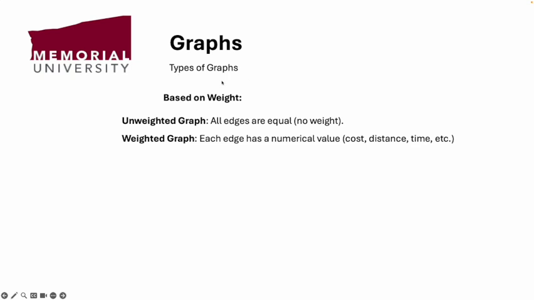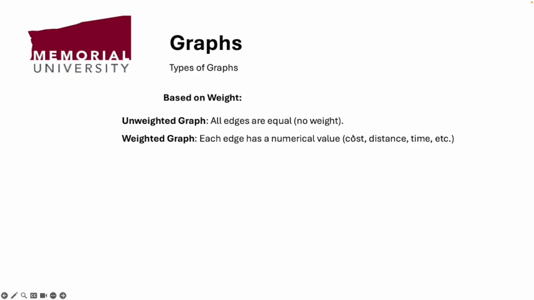Besides the direction, we also can define graphs by the weight, because each of the edges can have a different weight, right? So we can define the unweighted graph and the weighted graph. In an unweighted graph, all the edges have equal weight, so it means no weight, just treat them equally. In a weighted graph, each edge has a numerical value, a different weight.